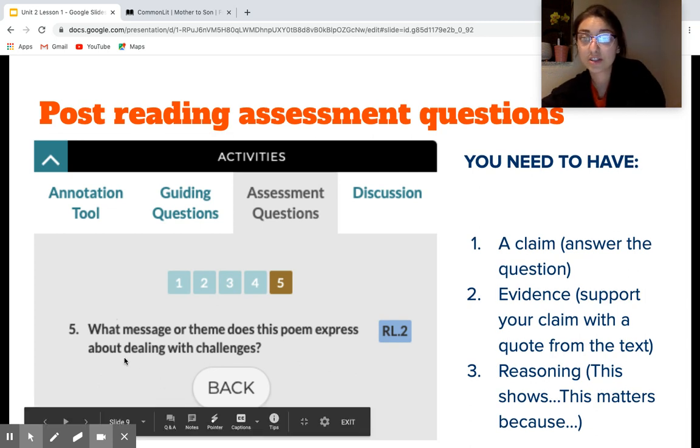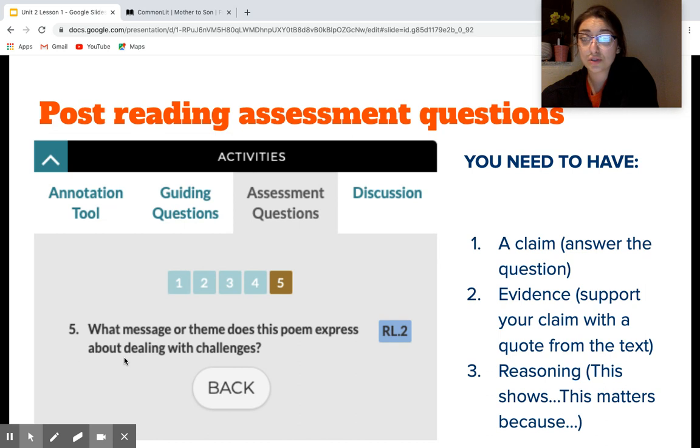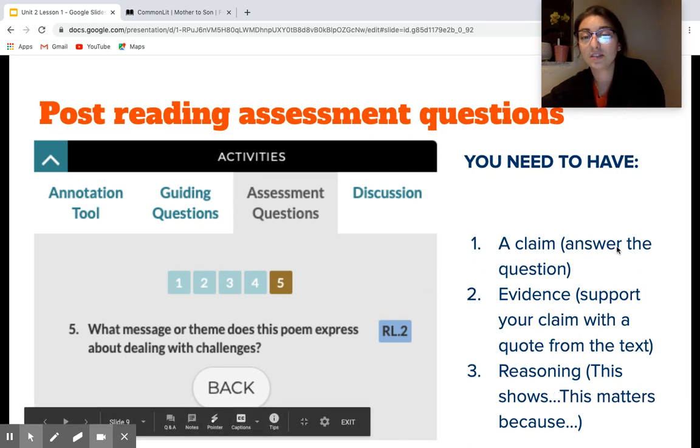You're going to have to answer this question and you need to give us a claim. So answer the question in your own words. A second sentence that has evidence, so quote from the text that proves your claim. And then the third thing is you need to have reasoning. So you should have, this shows, this matters because. So what does this show you and why does this matter? You need to have all of these in your answer.